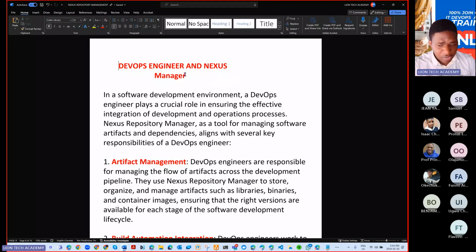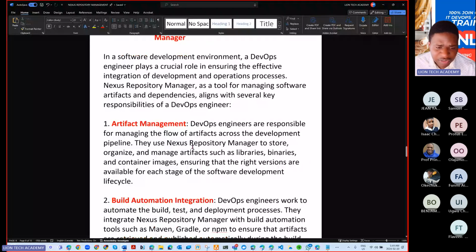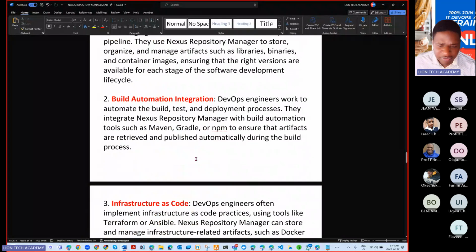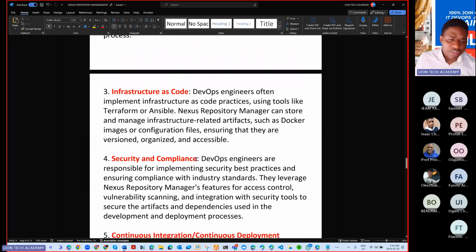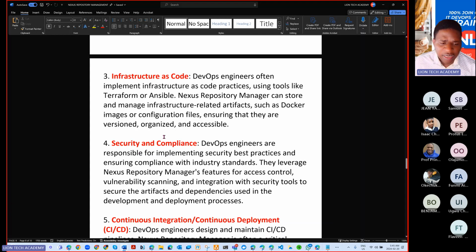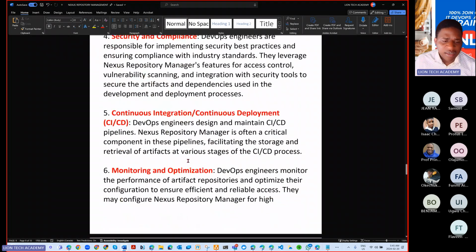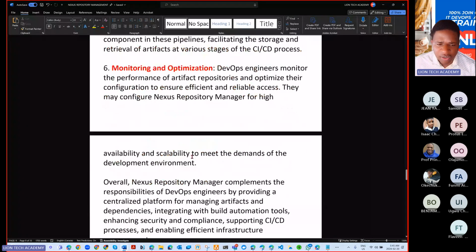So, because again, you must look at yourself. What is your experience with Nexus? Thank you, sir, for that question. I have explained managing artifact management in my environment and what I am responsible for. Build automation integration, that's my responsibility. Infrastructure as code is my responsibility. Security and compliance, CI/CD, monitoring and optimization.